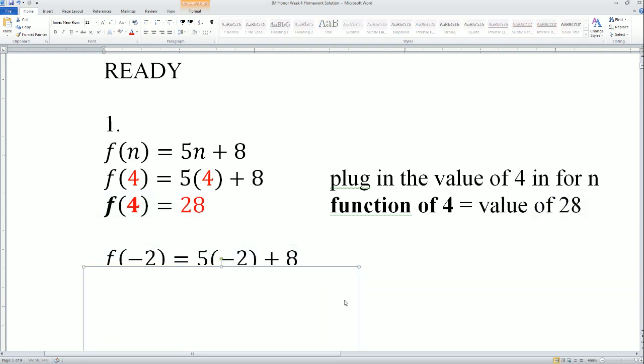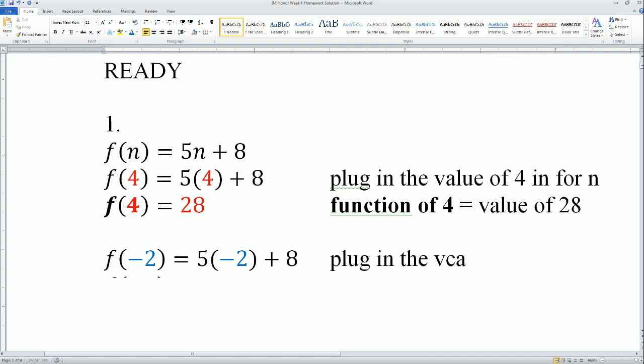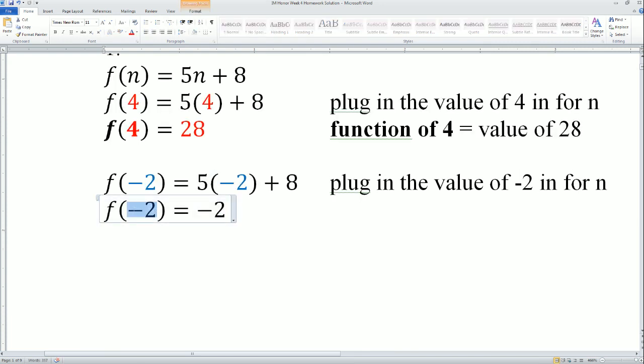What happens when we have the same function but we are plugging in -2 this time? When you plug in -2, what does that do? It asks us to plug in the value of -2 for n, and f of -2 is going to be equal to -2. Let's see if that is correct. 5 times -2 is -10. You're still going to add the 8. So -10 plus 8 should be -2. Correct. Just double checking the work.